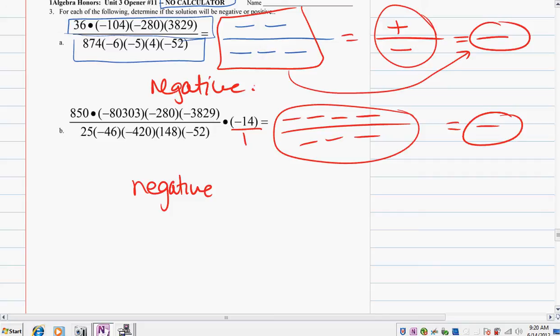This allows us to simply check an answer or see which direction the problem is going, so that if we get an answer, we're going to know if it makes sense or not.